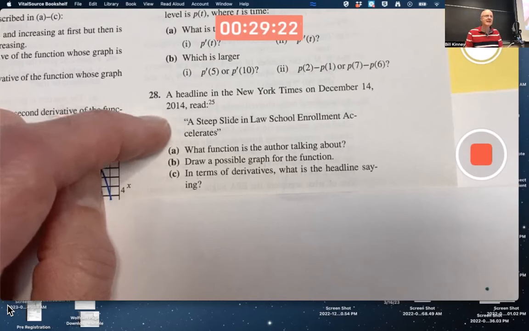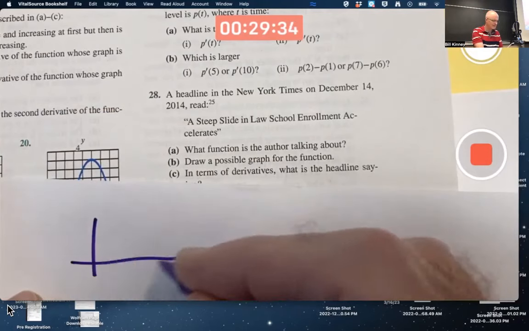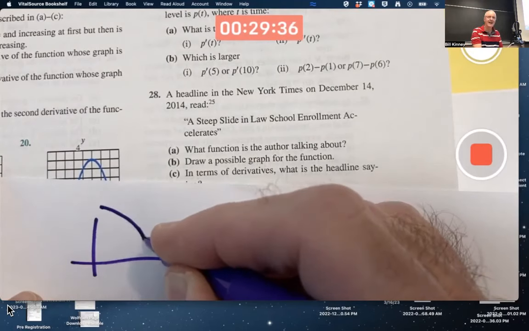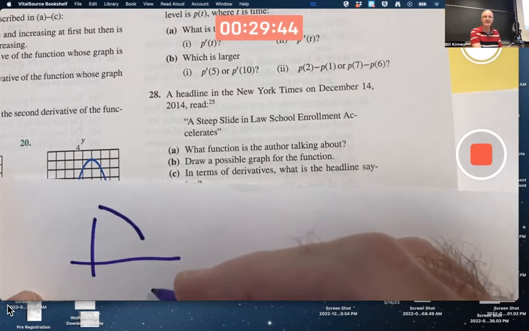But it says a steep slide accelerates. That has an implied meaning of getting faster and faster. This one's got to be decreasing and concave down. If it's accelerating, its decline. Now, it can't keep doing this, right? Because otherwise the enrollment's going to go negative, which I suppose could happen when more people drop out than are signing up.